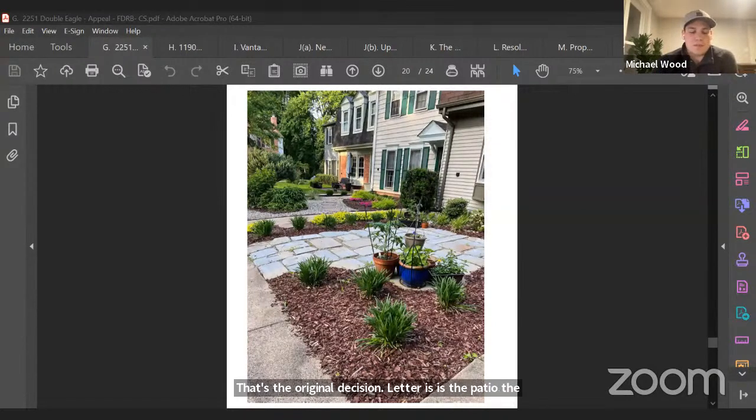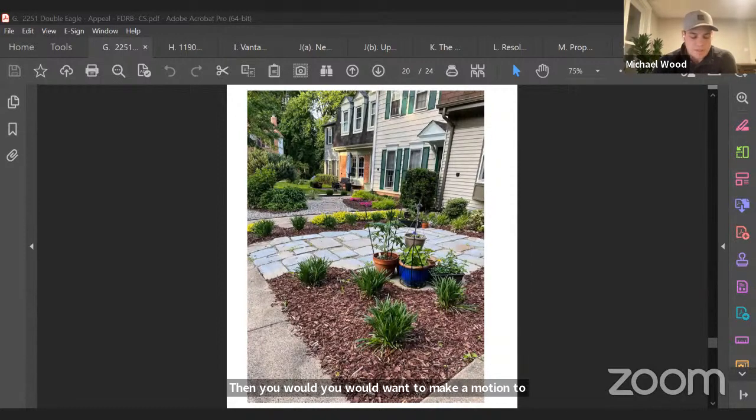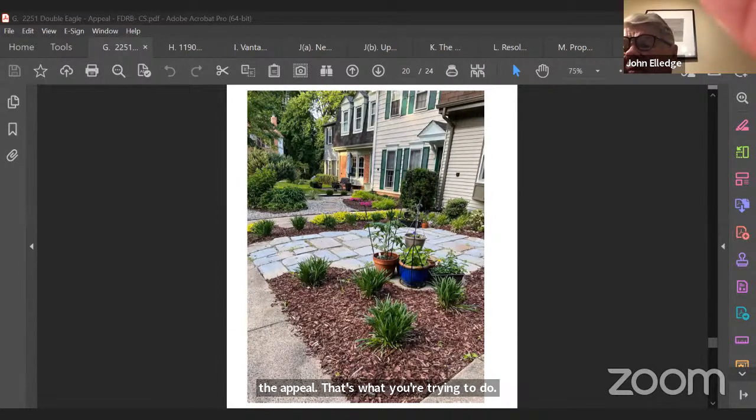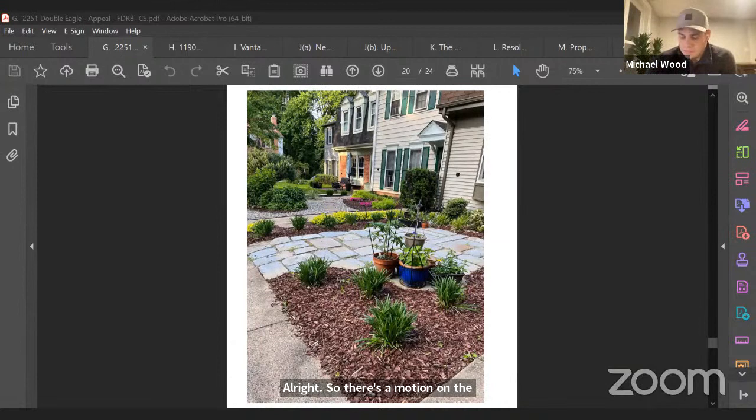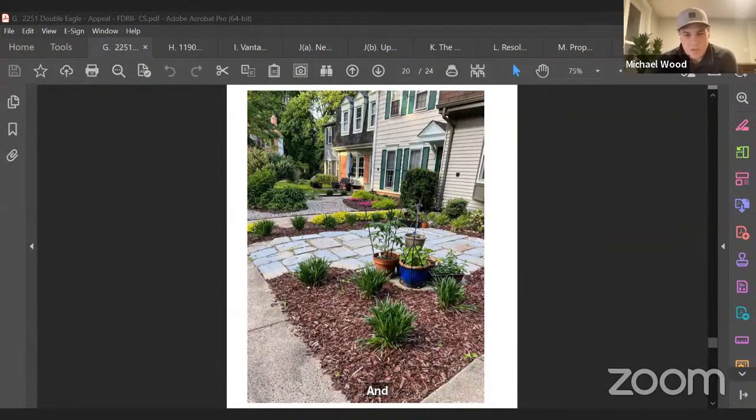And so right now the cluster is appealing that decision. So if you feel we don't have any new information or there's no misapplied guideline, then you would want to make a motion to deny the appeal. I would move that we deny the appeal. All right, so there's a motion on the table. Second. We have a second. All right, is there any further discussion on that?